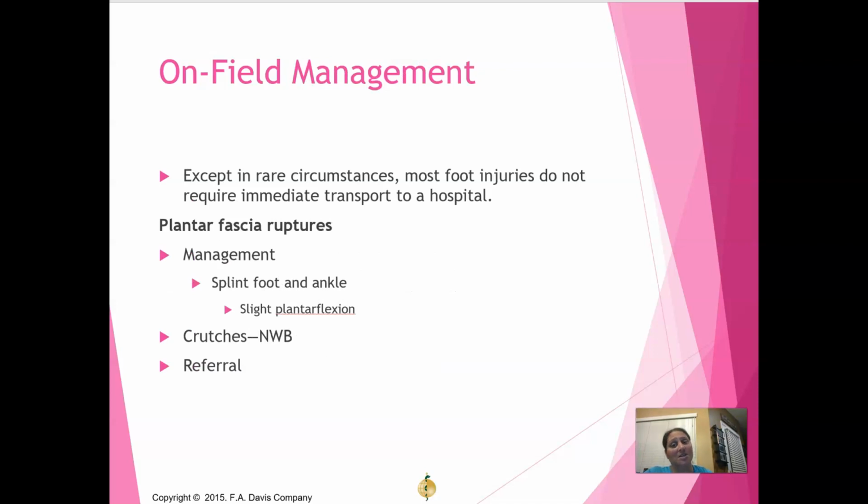On-field management, unless it's rare, usually it doesn't require immediate transport to the hospital. If there is a plantar fascia rupture, you can splint and send them. If it is an Achilles tendon rupture, usually they are going, but stereotypically foot isn't an emergency. And I know it might be an emergency to some, but if you have your ABCs, you're not severely bleeding, you're not going into shock.